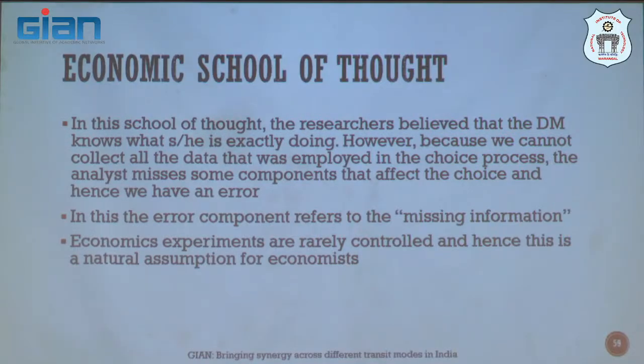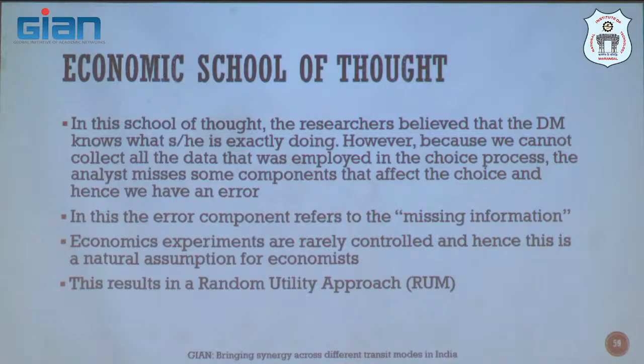Economics folks naturally assume that there is a randomness to how people make their choice. That part comes from unobserved elements of the choice process. That's why our utility is no longer deterministic. We call it random utility. There is an observed component like I wrote here, beta naught, beta 1, etc.